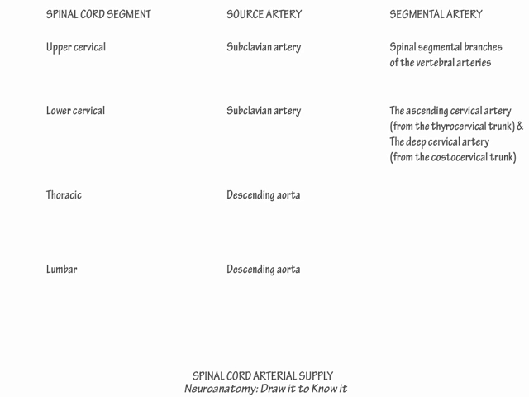The segmental branches in the thoracic cord are the posterior internal costal arteries, and in the lumbar cord they are the lumbar arteries. Finally, in the sacral spinal cord, most commonly, the source artery is the internal iliac artery, and the segmental arteries are the lateral sacral arteries.